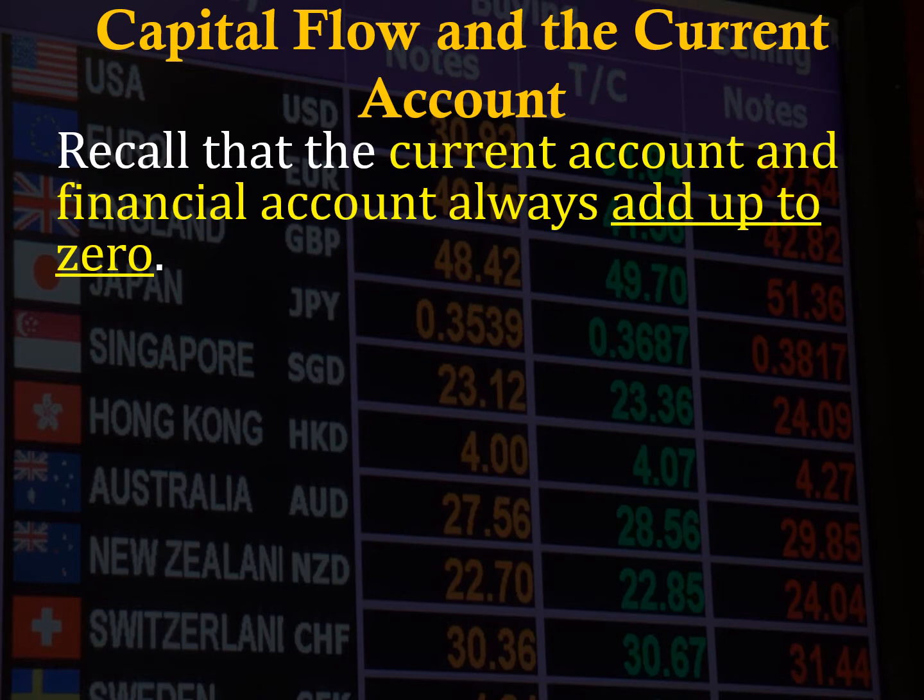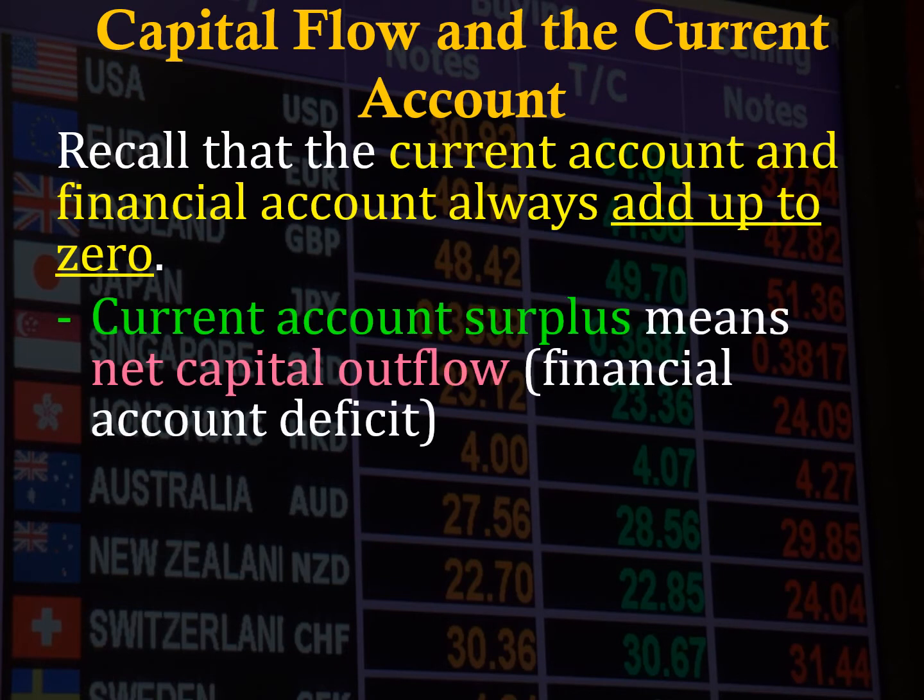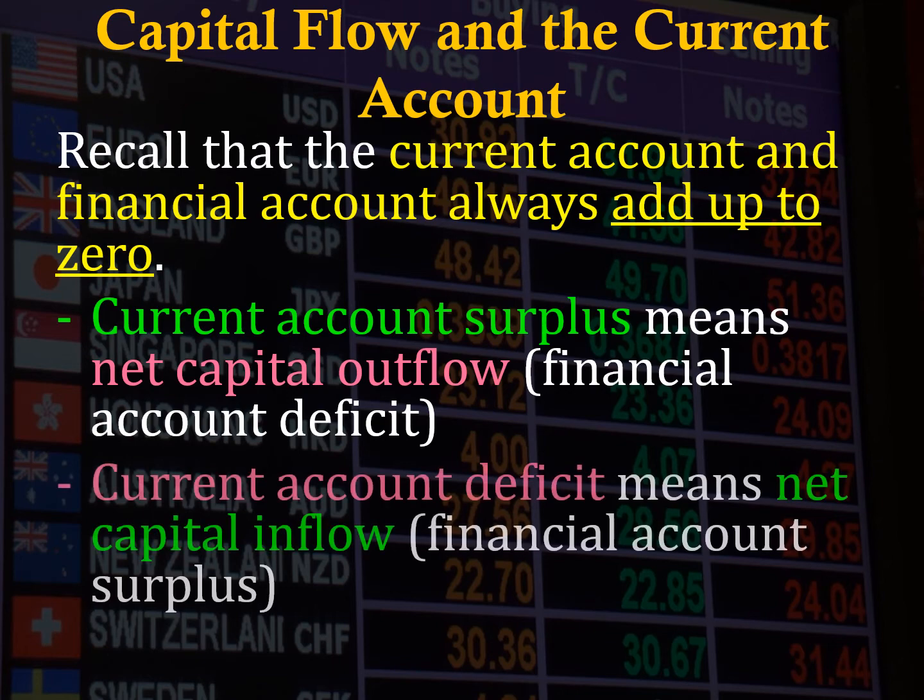So if you recall, the current account and financial account always add up to zero. They are balanced. So if there's a current account surplus, that means there's a financial account deficit, which means there's net capital outflow. Money is leaving the economy. If there's a current account deficit, that means it's usually a trade deficit. That means there's a net capital inflow. That means money is coming into the economy in terms of financial assets. So, financial account surplus.